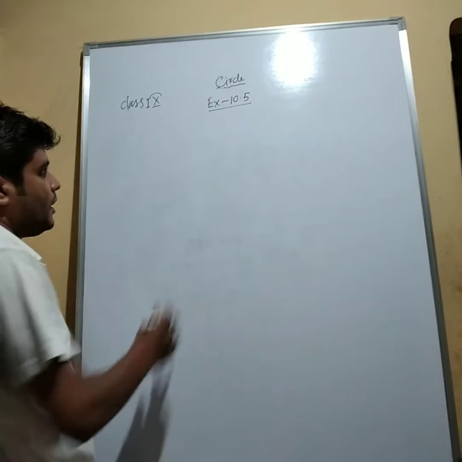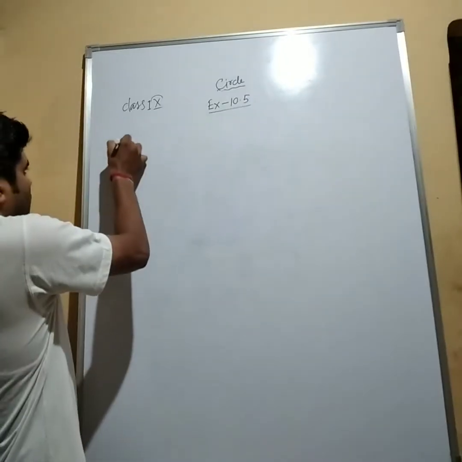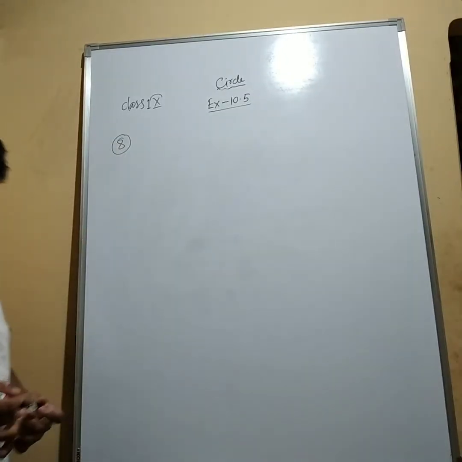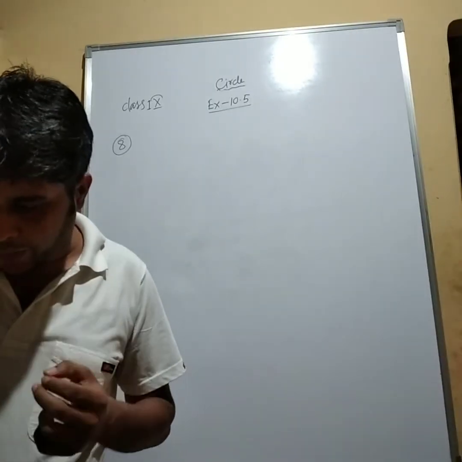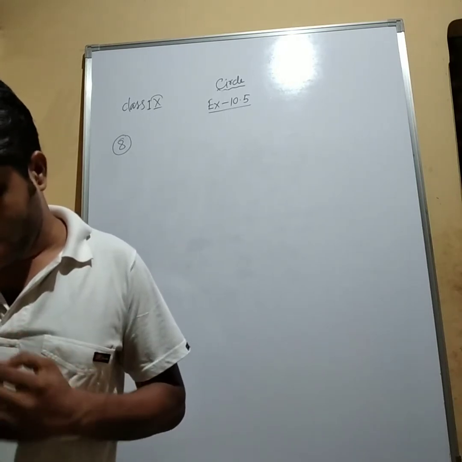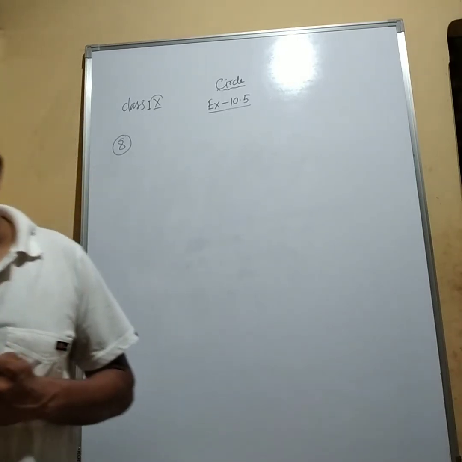Problem number 8, Exercise 10.5, Class 9. The question is: if the non-parallel sides of a trapezium are equal, prove that it is cyclic.